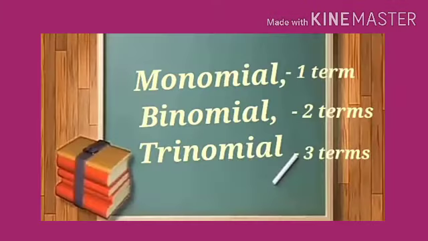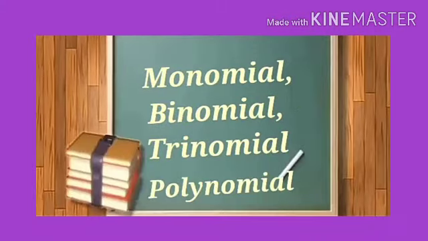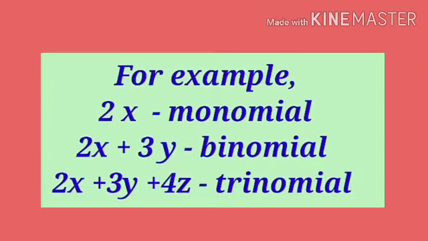An algebraic expression can have one term, two terms or more than two terms. An expression with one term is called a monomial, two terms is called a binomial, and three terms is called a trinomial. An expression with one or more terms is called a polynomial. For example, the expression 2x is a monomial, 2x plus 3y is a binomial and 2x plus 3y plus 4z is a trinomial. All the expressions given above are polynomials.